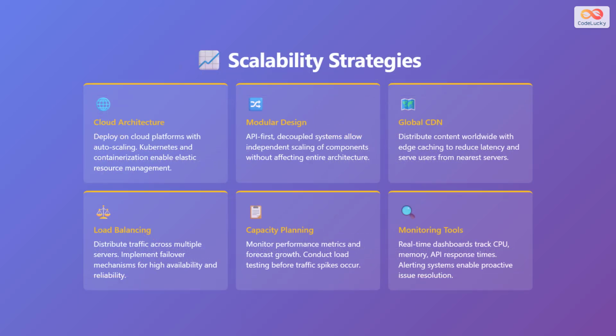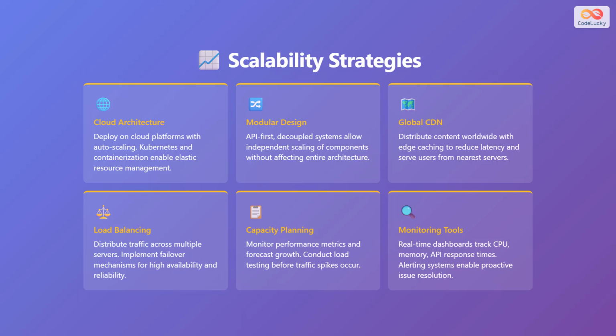Preparing your CMS for future growth requires 6 scalability strategies. Cloud architecture uses cloud platforms with automatic scaling, and containerization with tools like Kubernetes manages resources flexibly. Modular design with APIs allows you to scale different components independently without affecting the entire system.